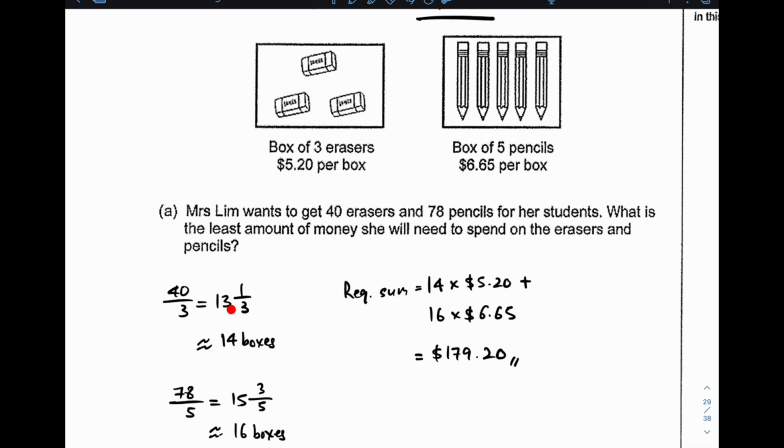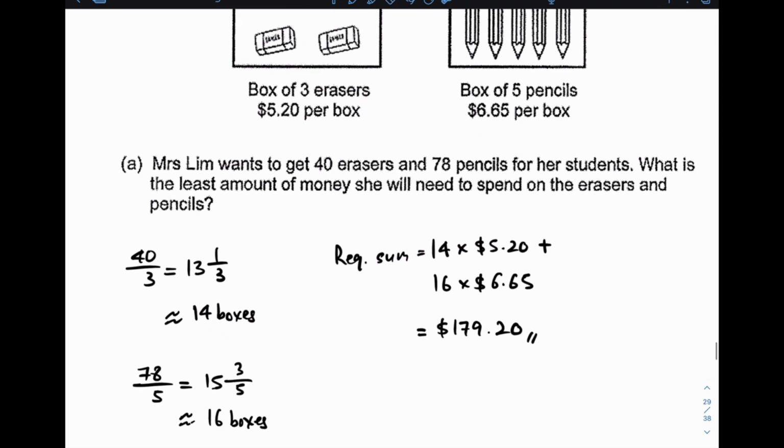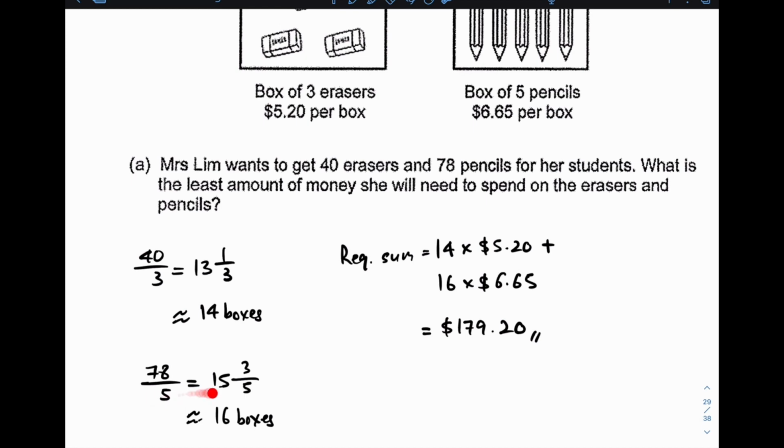Now she can't just buy one more, okay? She has to buy another box. So basically, she needs 14 boxes. Yeah, 13 is not good enough. She needs another one, 14 boxes. Next one, how many boxes of 5 in 78? Right, that's 15 and 3/5. Now that's not going to be enough. You need one more box, that's 16.